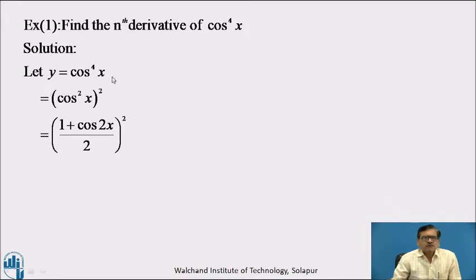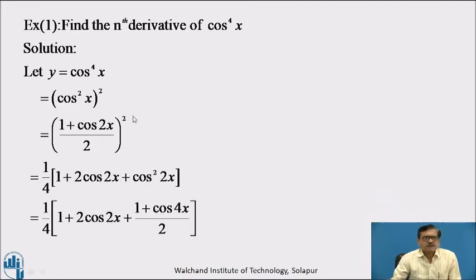Let y equal to cos^4 x. First of all, we have to simplify cos^4 x and express it in the form of sin(ax+b) or cos(ax+b) by using the trigonometric relations. Now we can write cos^4 x as (cos^2 x)^2, and cos^2 x can be written as ((1 + cos 2x)/2)^2.